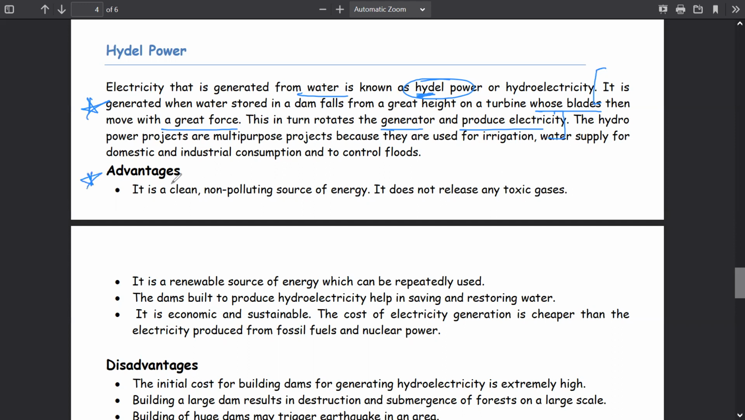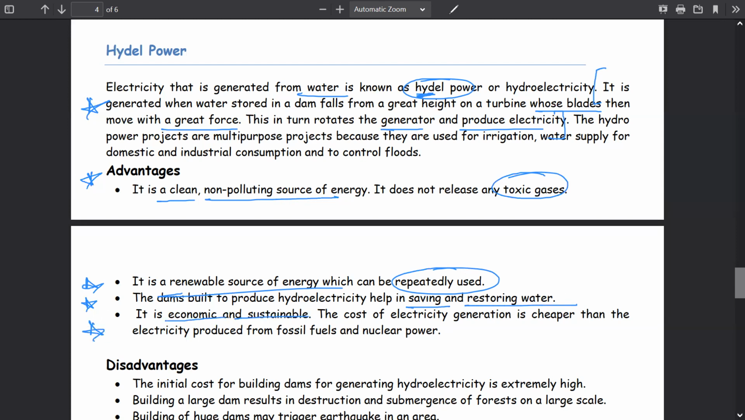Okay, so let's move on to the advantages of Hydel power. It is a clean, non-polluting source of energy and does not release any toxic gases. It is a renewable source of energy which can be repeatedly used. The dams built to produce hydroelectricity help in saving and restoring water. It is economic and sustainable.